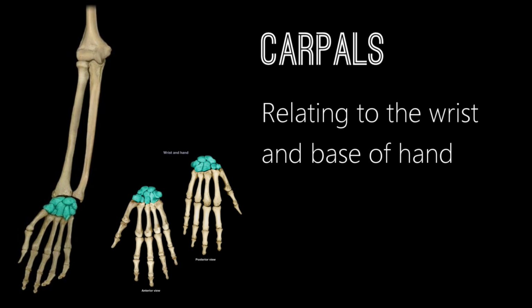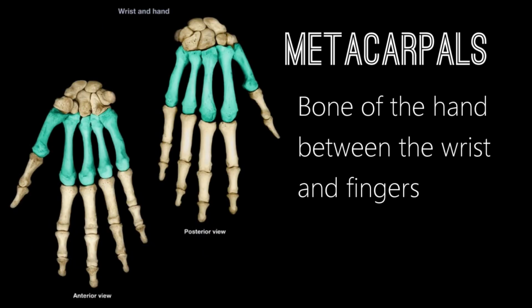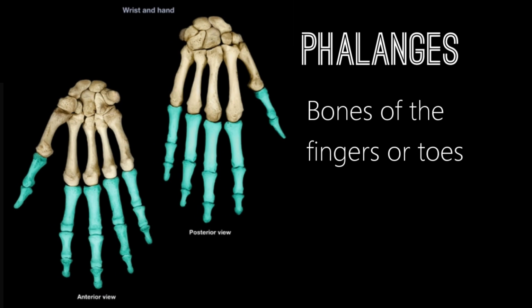Carpals: relating to the wrist and base of the hand. Metacarpals: bones of the hand between the wrist and fingers. Phalanges: bones of the fingers or toes.